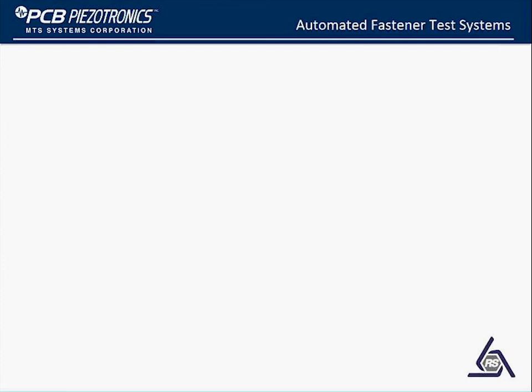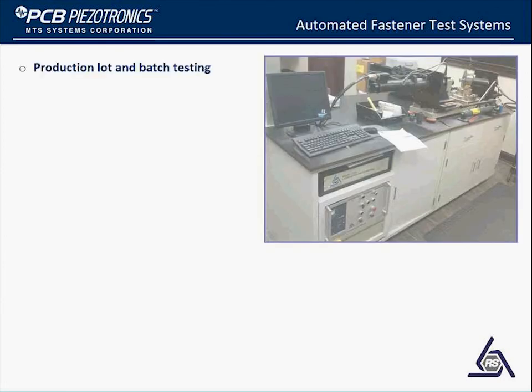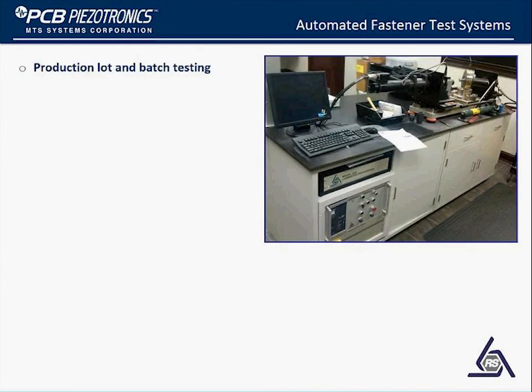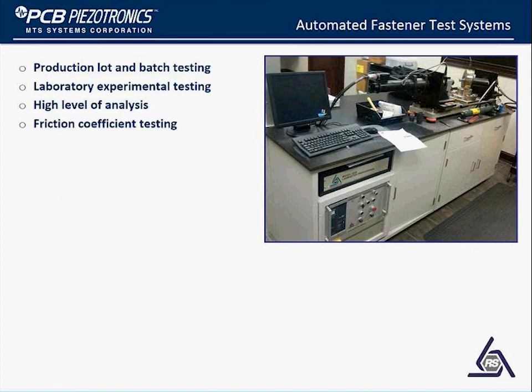Or our set of test equipment might be an automated fastener test system to do production lot and batch testing, to perform laboratory experimental testing on new processes, new plating or coating processes. Something that can provide us with a higher level of analysis, and something that can do friction coefficient testing, or do yield determination, or even do prevailing torque testing on lock nuts.